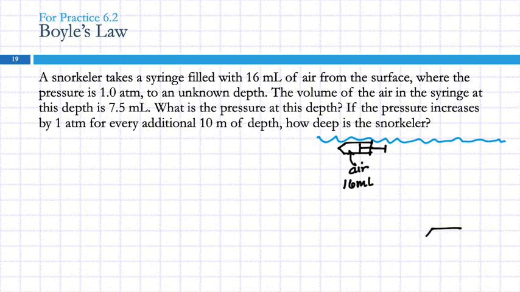The snorkeler is going to take the syringe down deeper. As you take something down under the water, the pressure from the water increases. It increases a lot. And so that's going to push and compress this air, and so the air is going to get squished, and it's going to be smaller. So this is telling me that down at whatever depth this is, the volume is 7.5 milliliters.